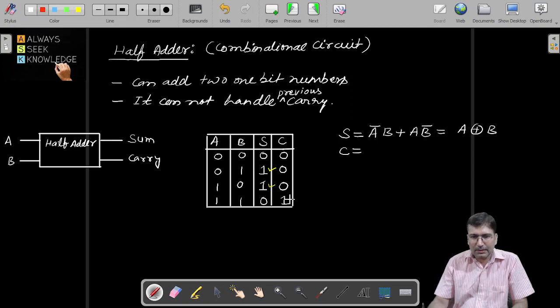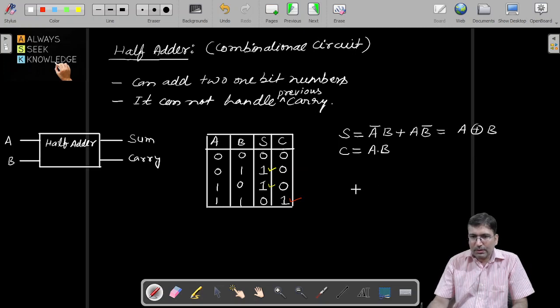Now if we write the Boolean expression for carry, there is only one place where the carry is giving us output as 1, and that is AB, right? So in that case we can write carry as AB, because this is the only place where we are getting carry.